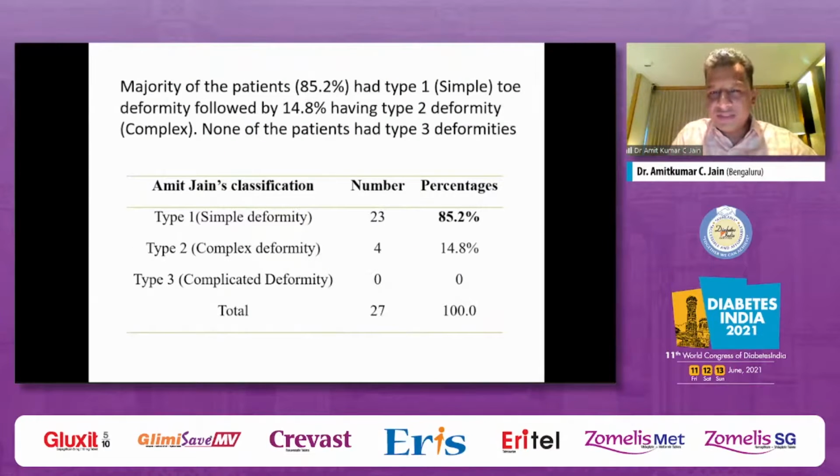When we distributed them through a simple format, we found out that 85.2% of these patients who have the toe deformities confined to forefoot were of type 1 category, which means we are seeing them, but we believe we should not intervene in them.